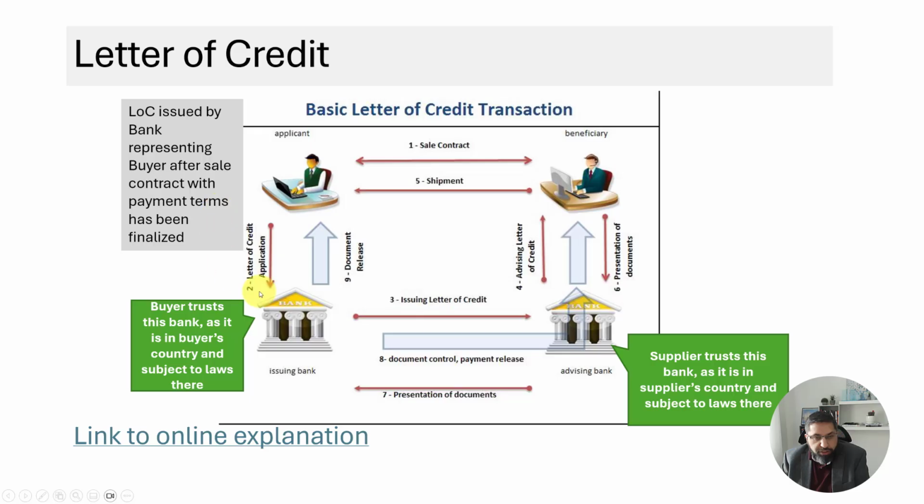But this is often used in international shipments to make sure that payments happen on time and that suppliers will get the payment if they deliver the goods.